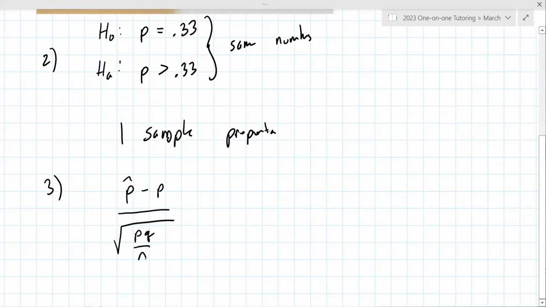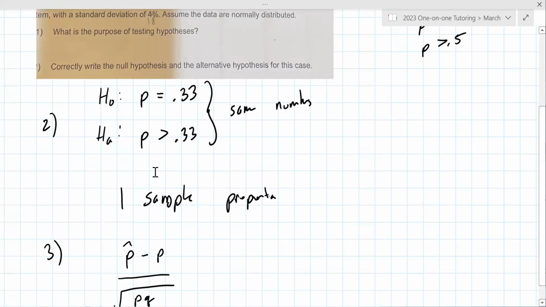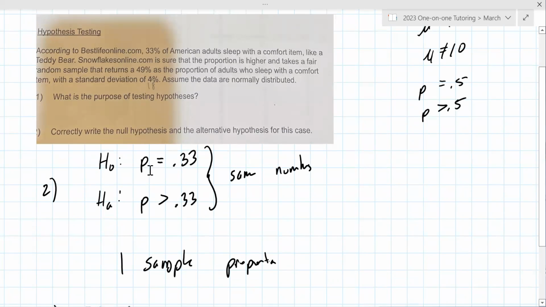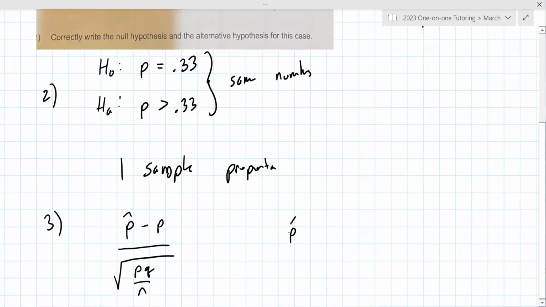However, they don't give you enough information to do that. And you might be thinking, what do you mean they don't give you enough? They just tell you P. They tell you that P hat is 0.49, and they tell you that sigma is 0.04.